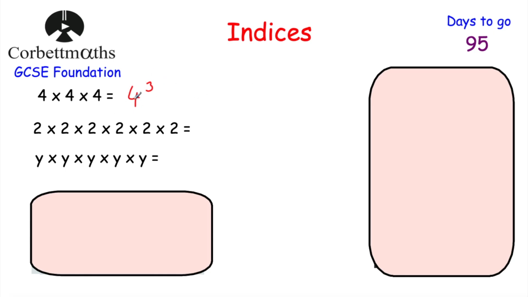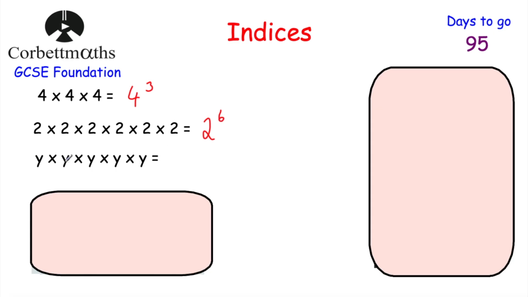But here what we're doing is writing this in index form, so we're going to write these as something with a power. If we had 2 multiplied by 2 multiplied by 2 multiplied by 2 multiplied by 2 multiplied by 2, because there's 1, 2, 3, 4, 5, 6 2s, that's 2 to the power of 6. What this means is we've got 6 2s multiplied together, so that's 2 to the power of 6.